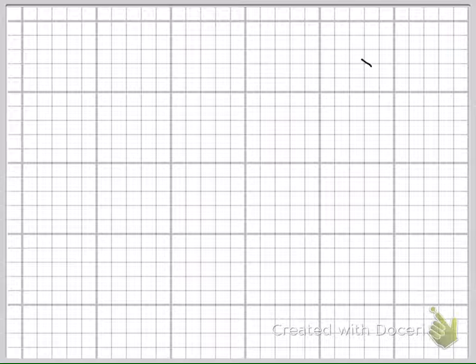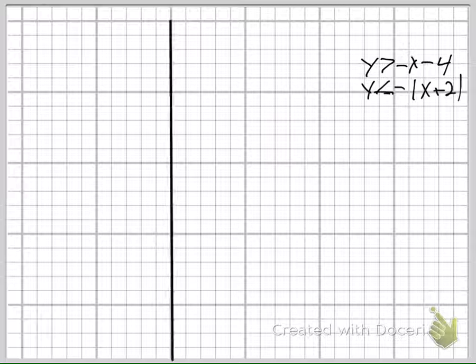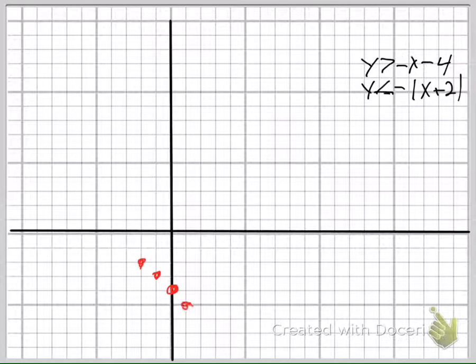Okay, so next I wanted to do one of the ones with, so I'm doing negative x minus 4 and the absolute value of x plus 2. And it's negative absolute value of x plus 2. So that first one we're just going to graph as normal, right? -4, slope of -1, that's our line.